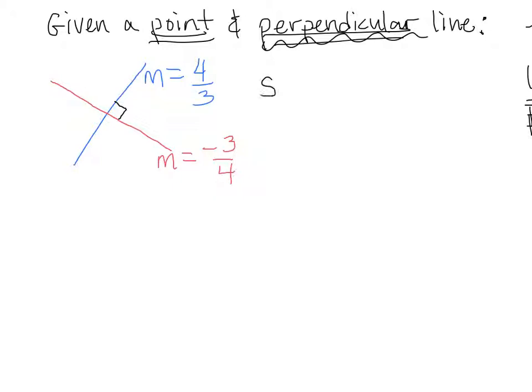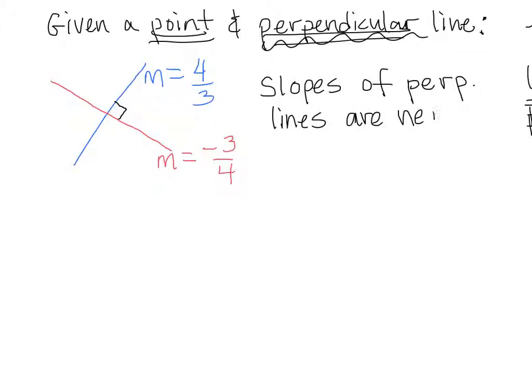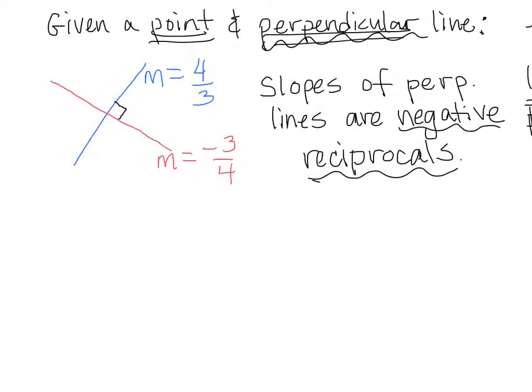So let's write slopes of perpendicular lines. Maybe we can just write perp. Slopes of perpendicular lines are negative reciprocals. That means they are the opposite signs and then the flipped fraction. So let's look at an example here.